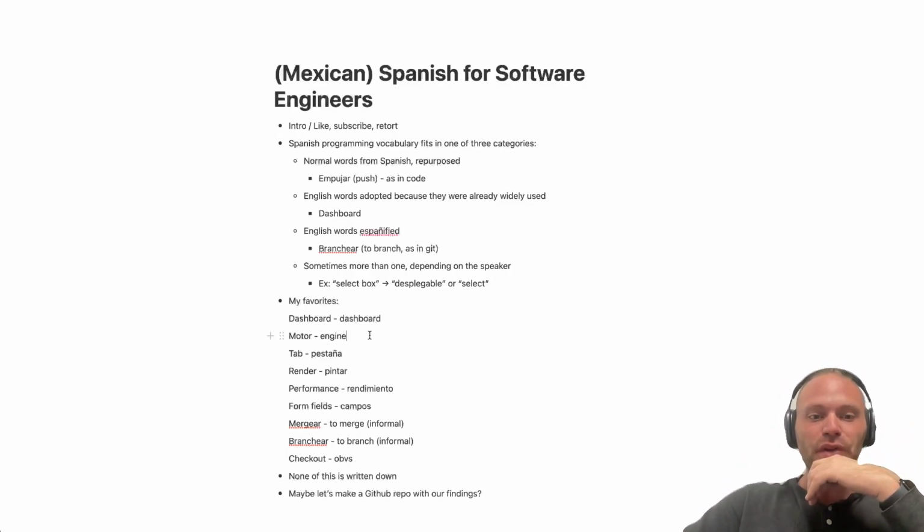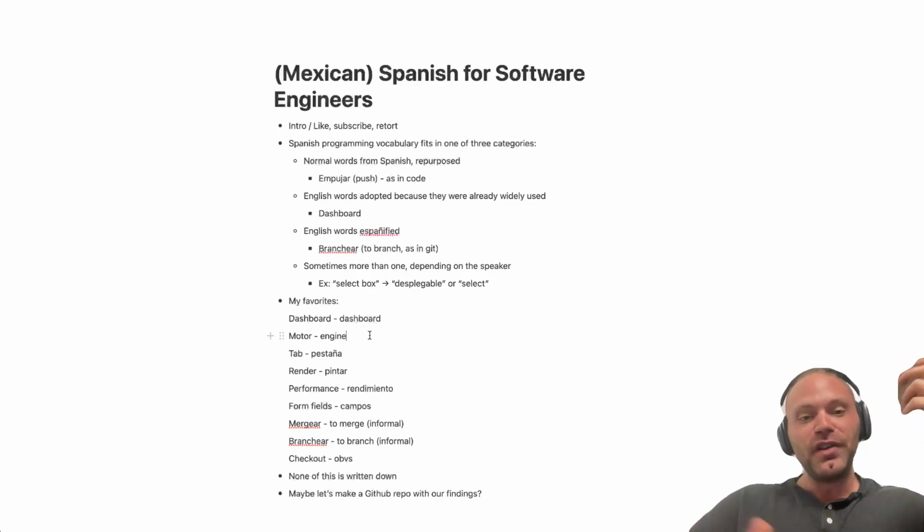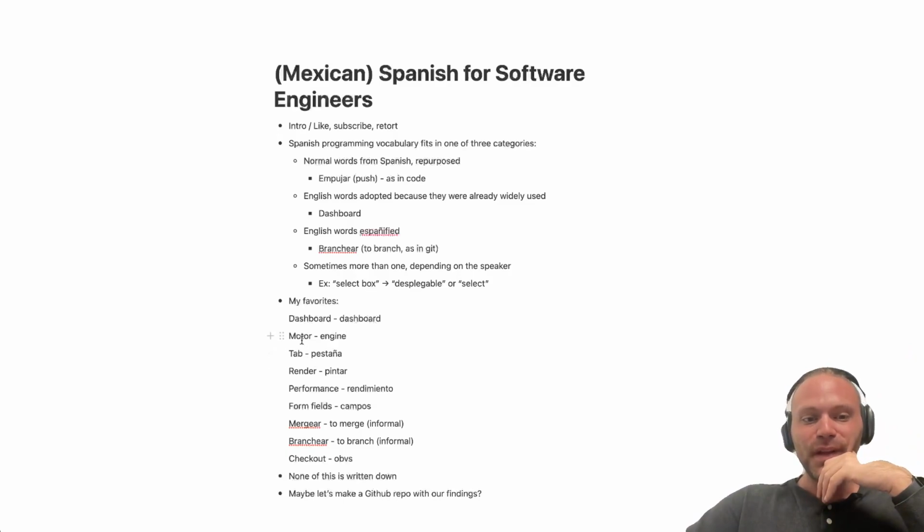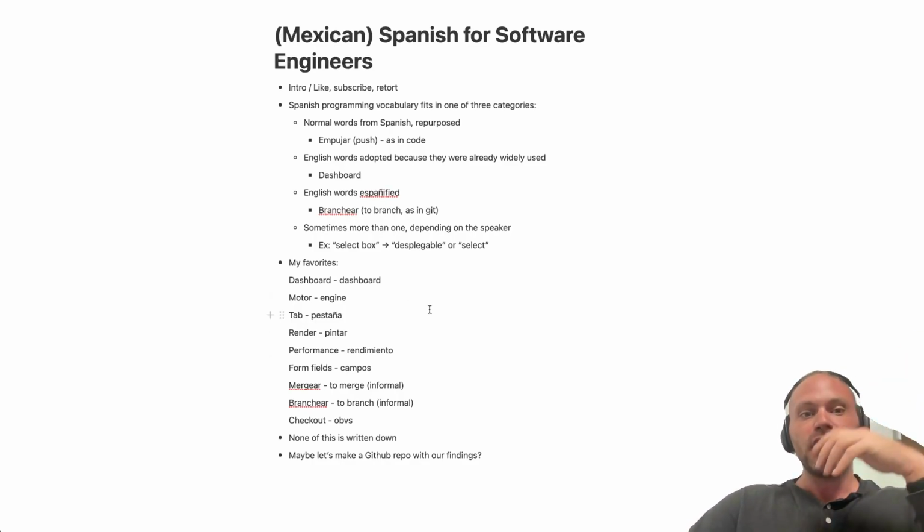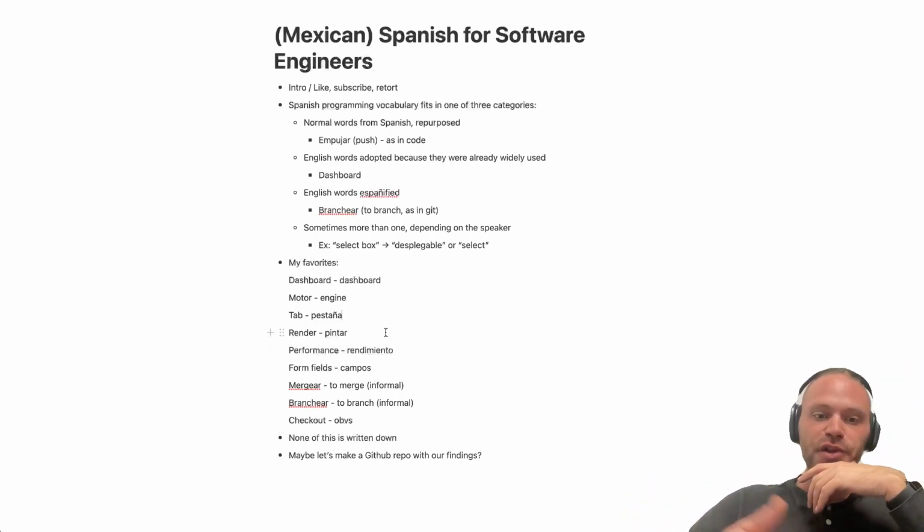We talked about dashboard. Motor is like engine. So if you wanted to talk about a pluggable storage engine in MySQL or something, motor would probably be the idiomatic way to say that. Pestaña actually means eyelash in Spanish, but they use that for tab in the context of a browser. If you want to talk about a render, like a render cycle on the page, pintar, which means to paint, literally.